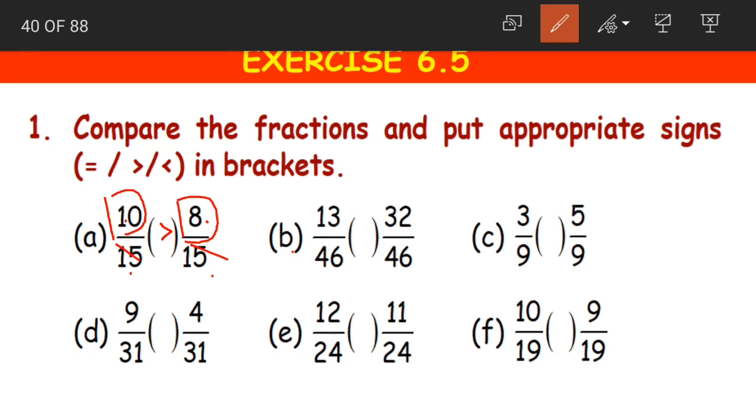Yes, again question B. We have 13 by 46 and 32 by 46.